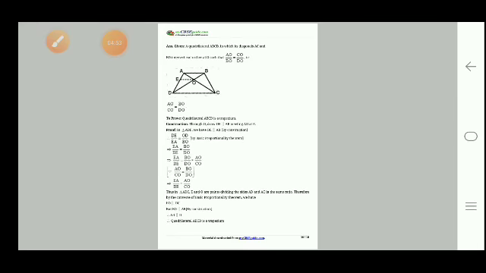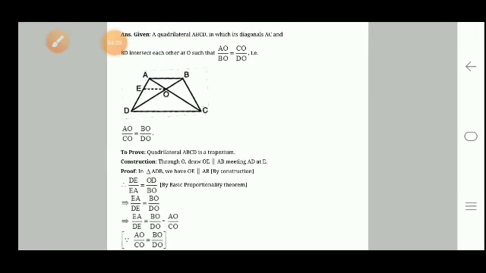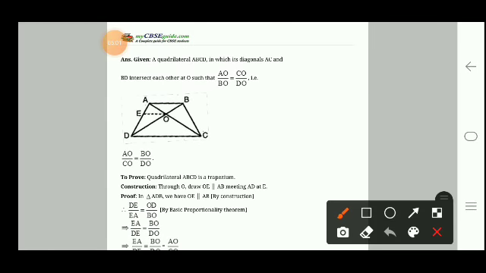So first we will try to understand with the help of the figure. If you look here carefully, the first part is what is given in the question. It is given that ABCD is a quadrilateral, and then it is given that AO over BO is equal to OC over OD, and so that is AO over CO is equal to BO over OD. We can write it in this way.